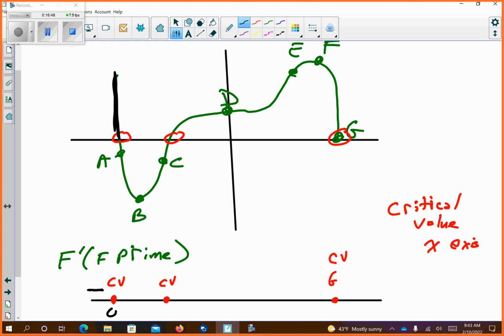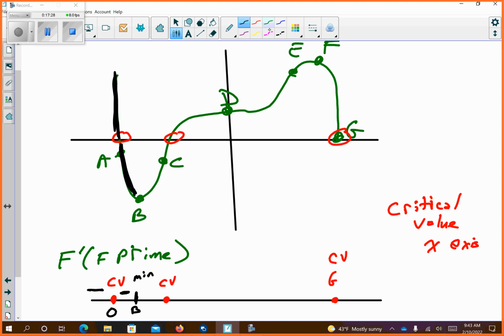Critical value means it's a 0. You don't necessarily have to put a 0, but it's fine if you do list it. Okay? And then after my critical value, what's taking place here? What is my slope from here down? Negative as well. And I'm going to label point B here. So we have a negative as well. Point B is what? A min or a max? Min. Okay.